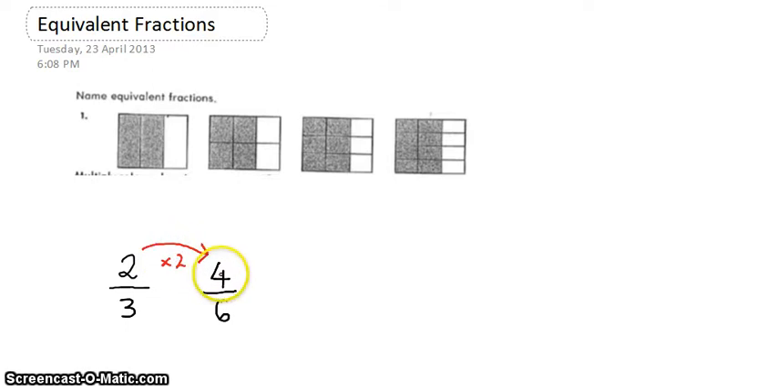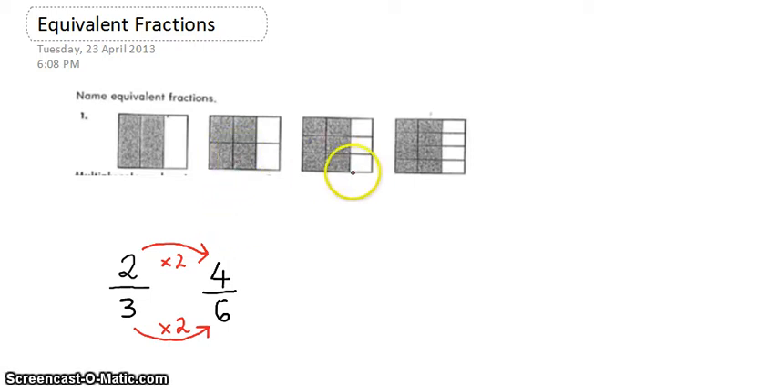To get my next equivalent fraction, whatever I do to the top, I also need to do to the bottom. So I need to multiply the bottom part of that fraction by 2 as well. And this gives me the total number of parts in consideration. So I have 2/3, and when I multiply the top and the bottom by 2, I get the next equivalent fraction, which is 4/6, but it still shows 2/3.